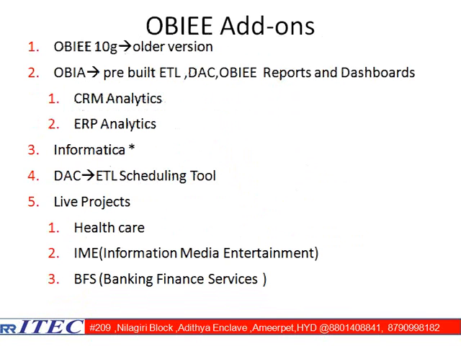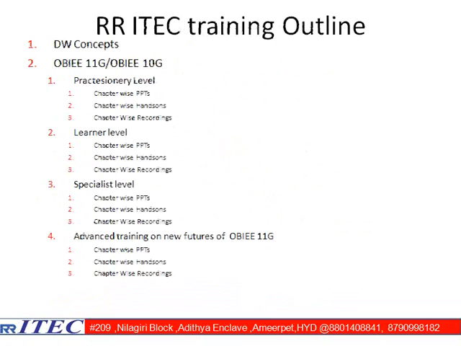Now, let us move on to the next one. What do you mean by the training outline? As part of this training, what exactly am I going to cover? We are going to cover data warehousing concepts. Whatever we learned today, what is transactional data, what is analytical data, what is data warehouse architecture, these all fall under data warehousing concepts only. Now, OBIEE 11G and OBIEE 10G.